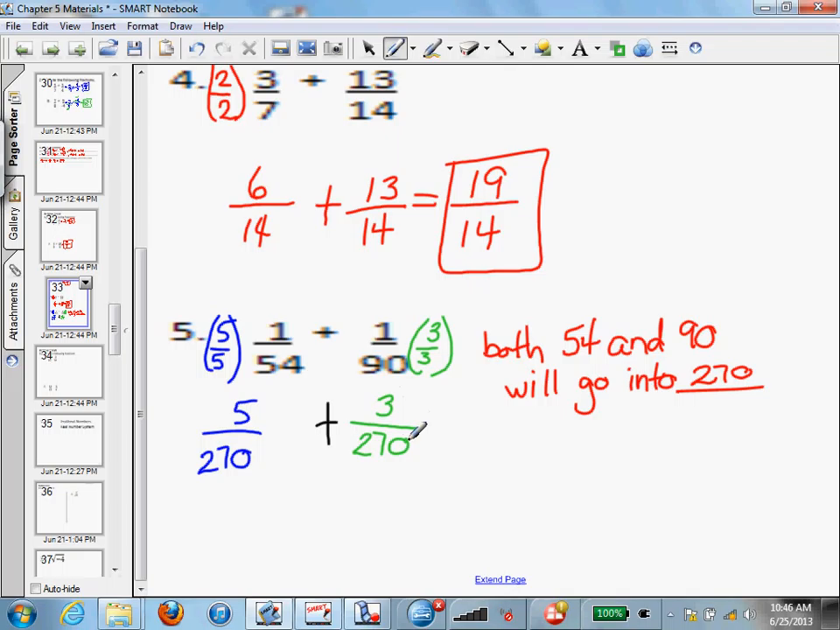Now to combine these two, you just go ahead and simply add. So you have 5 plus 3 on top, which is 8, over 270. And if you were to reduce, this fraction could reduce down to 4 over 135.